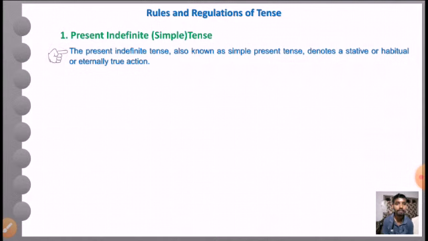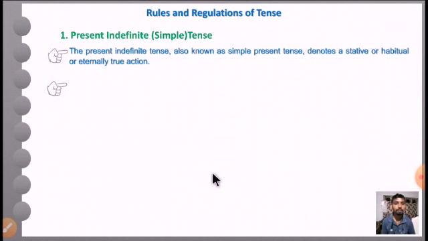Another use is the eternal or universal truth. For example, the sun is round. My house is located in the east. This sentence shows a universal truth that cannot be changed. The sun rises in the east. These are universal truths. In this type of sentence we can use simple present tense.